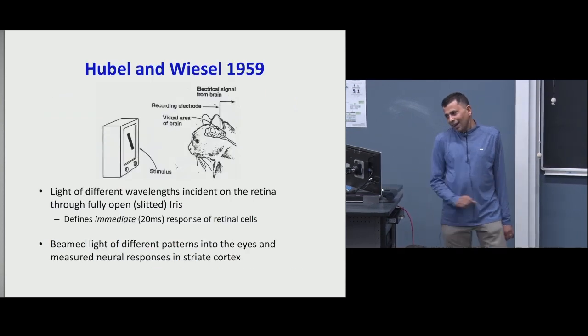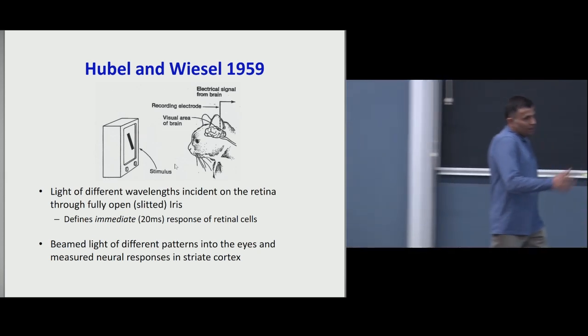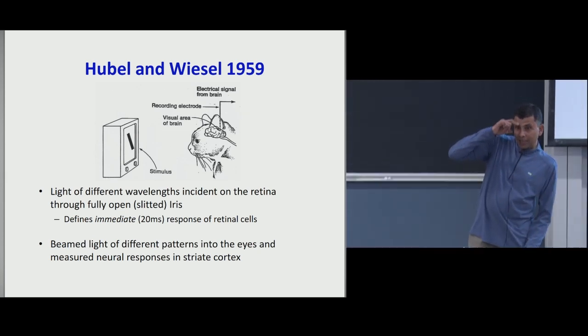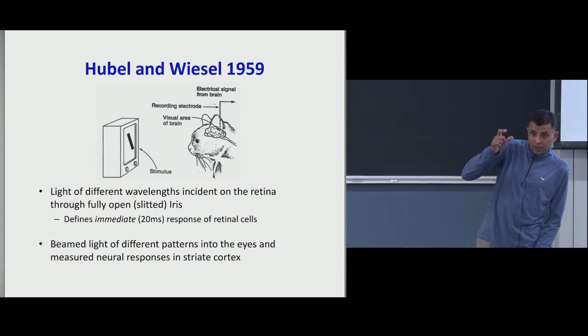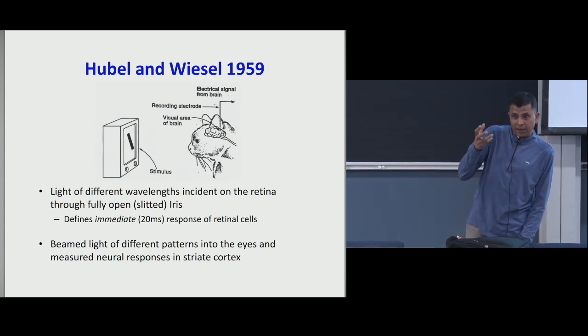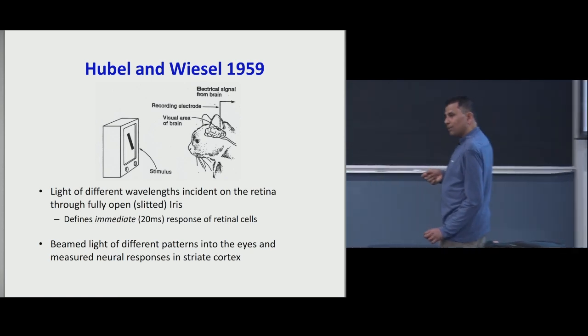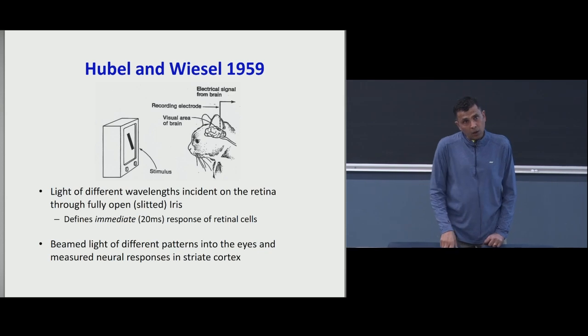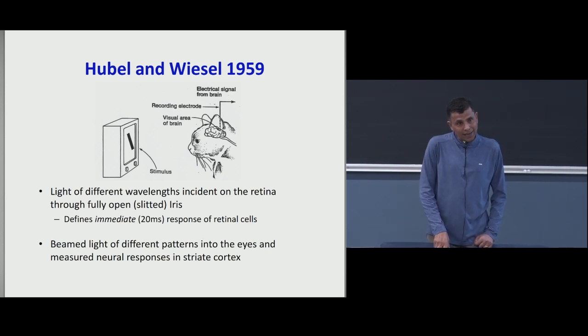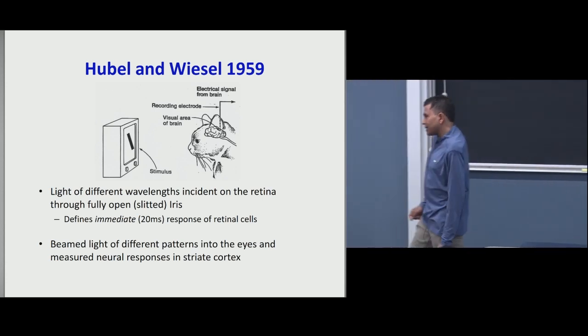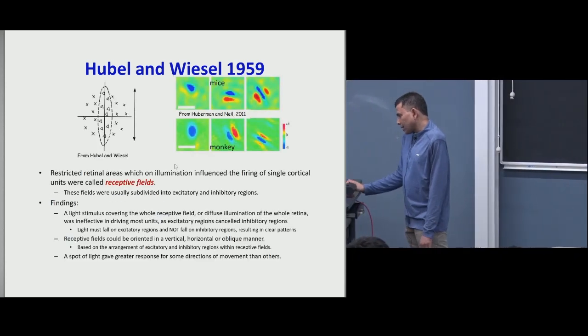Anyway, here's what they did. The cat was anesthetized. They kept the eyes open, and when the cat is anesthetized, the iris kind of opens up naturally. And then they beamed light of different wavelengths along different patterns into the cat's eye and studied the response of individual neurons at the back of the head in the striate cortex.